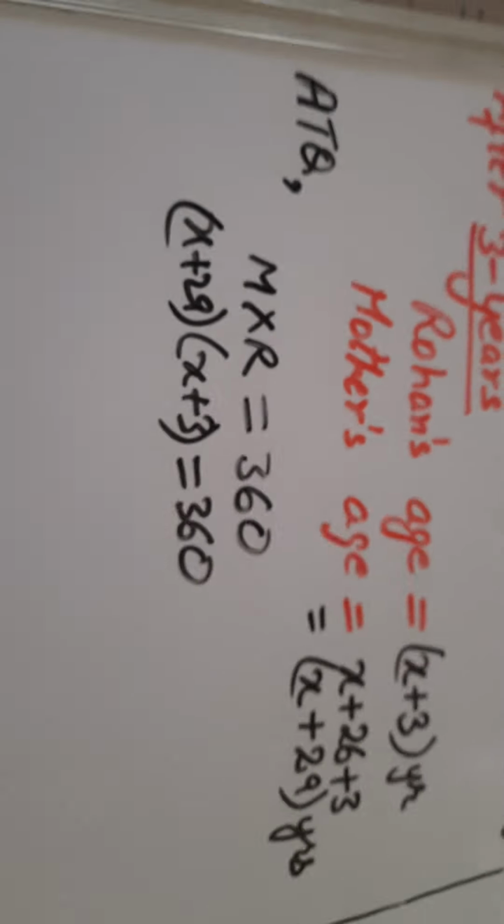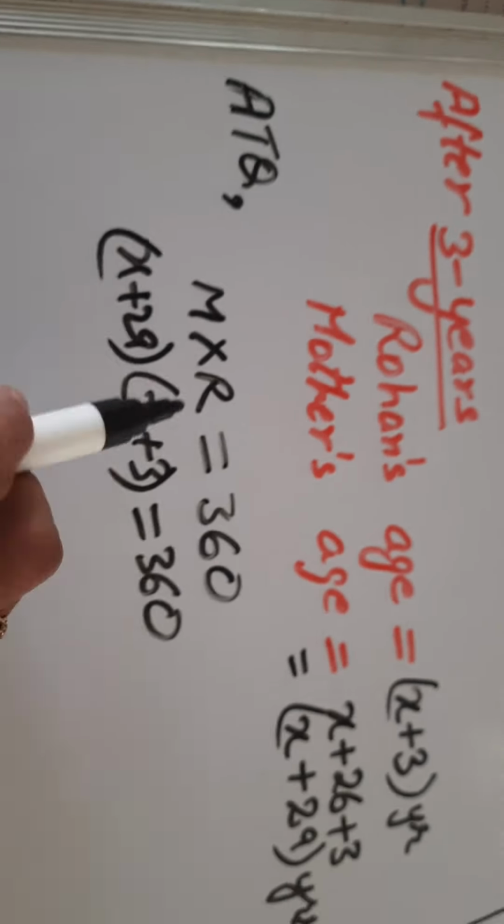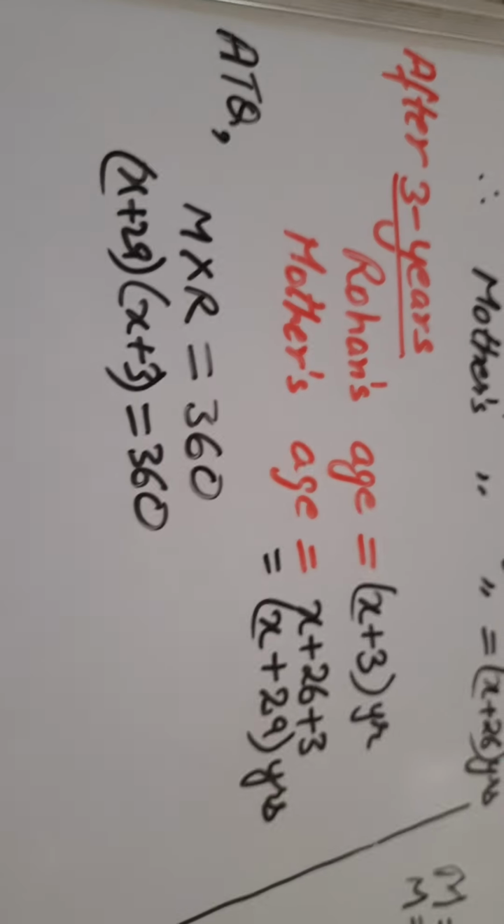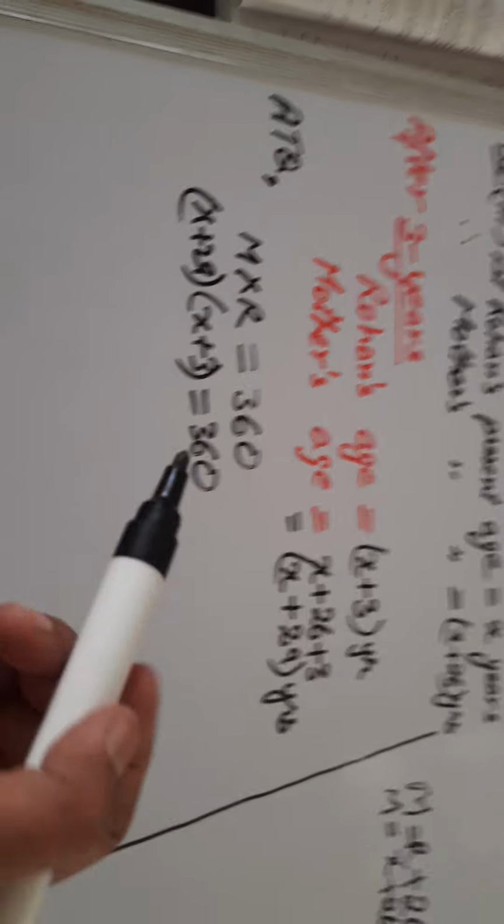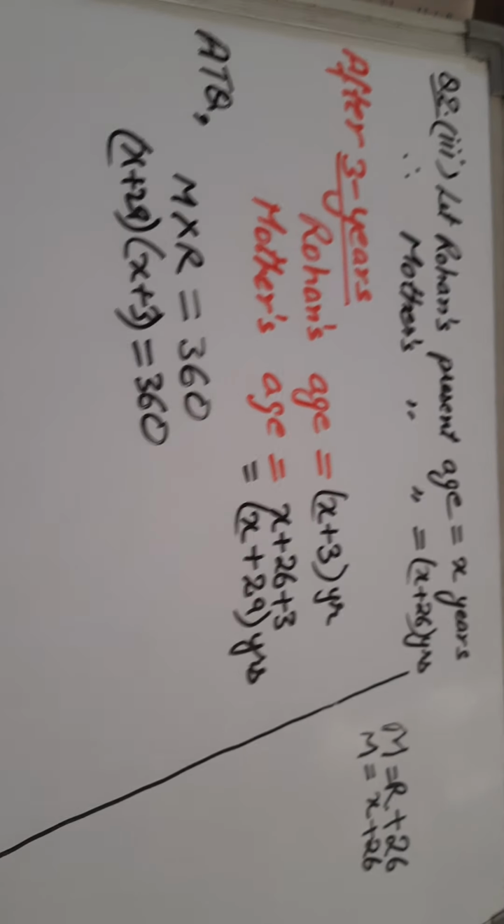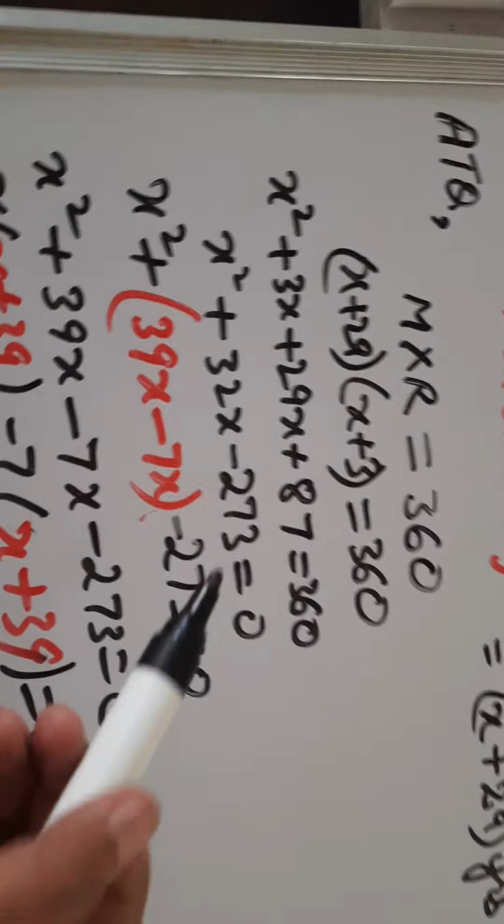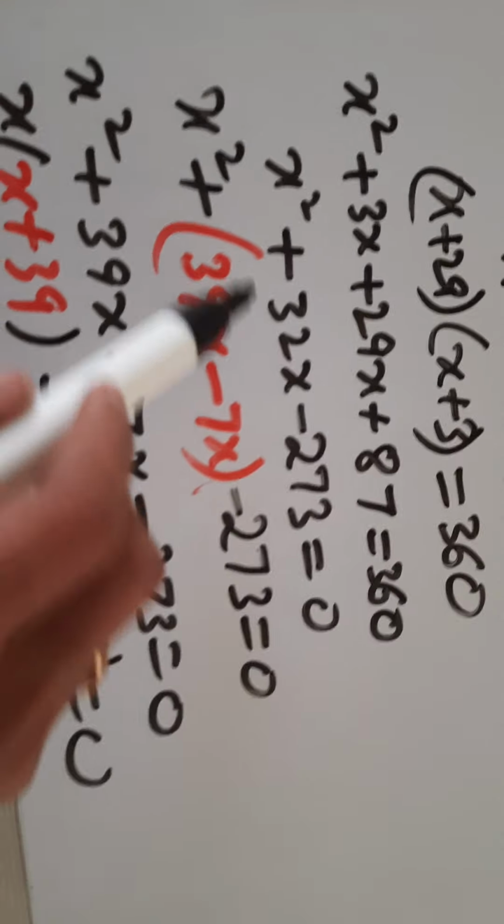Now dear students, apply distributive property, multiply the two brackets and you will get a quadratic equation as we are doing the quadratic chapter. Then solve it by splitting the middle term. And then you will get Rohan's present age. From there we can find out Rohan's mother's present age. So let us solve it. By multiplying them we'll get this quadratic equation by combining the like terms.